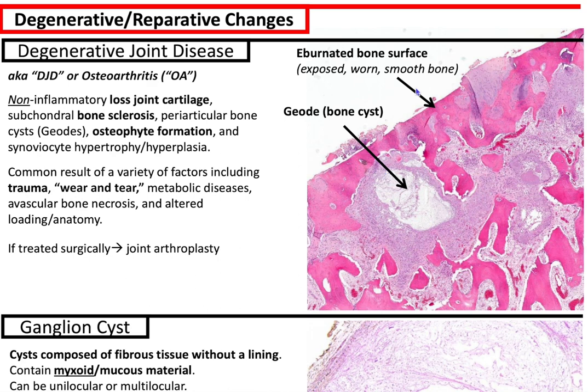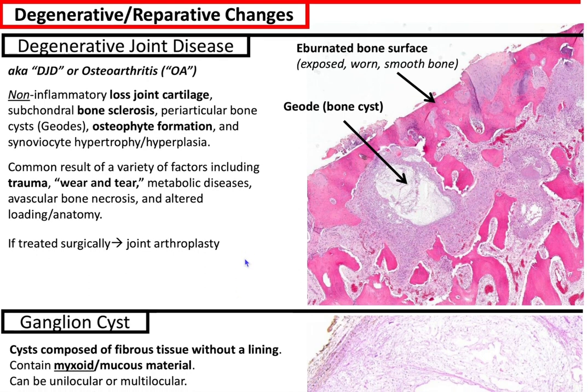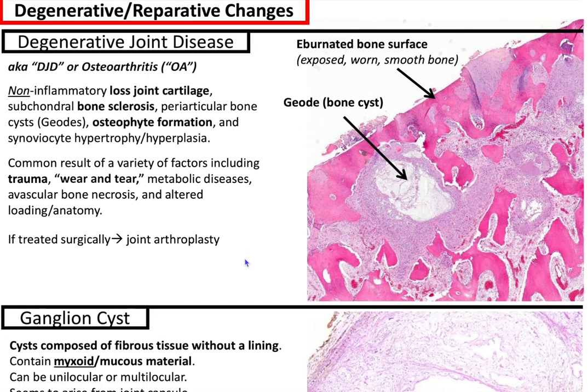Etiologies include trauma, wear and tear. If you get your ACL torn and you don't get reparative surgery, it could accelerate into DJD. Other causes include metabolic disease, avascular bone necrosis, and altered loading or anatomy, such as a leg length discrepancy. If treated surgically, you could do a joint replacement, like a hip replacement, for instance.